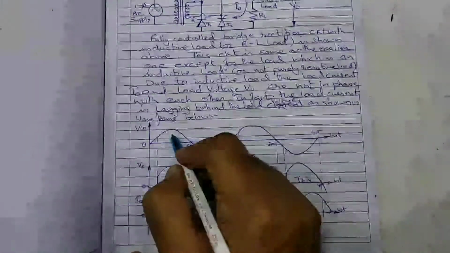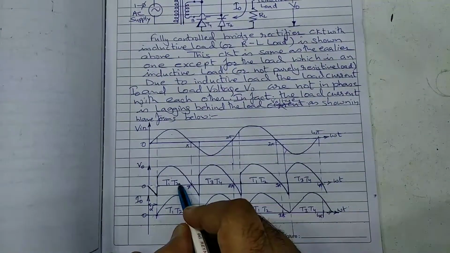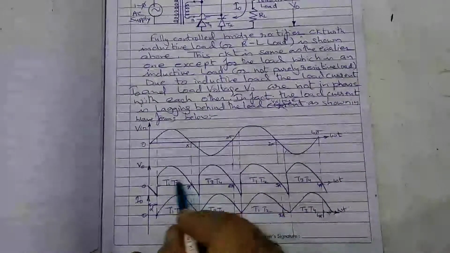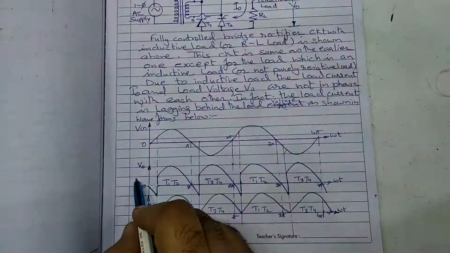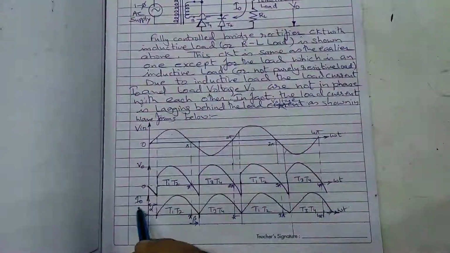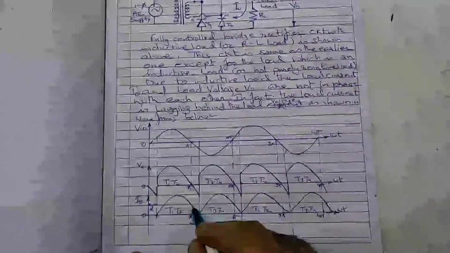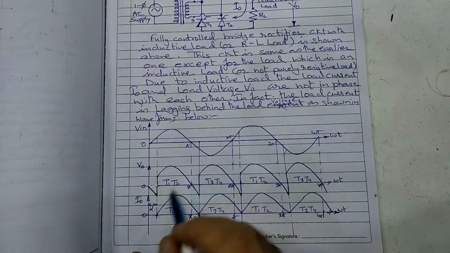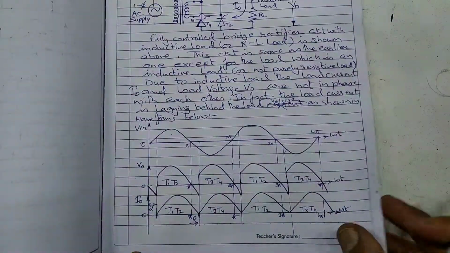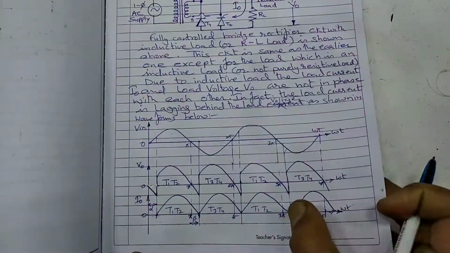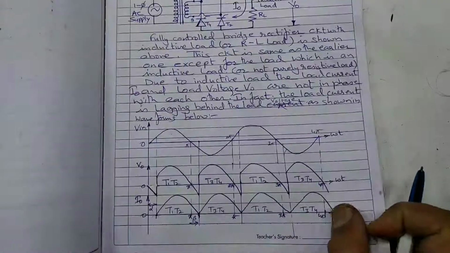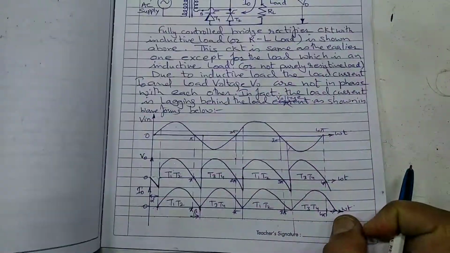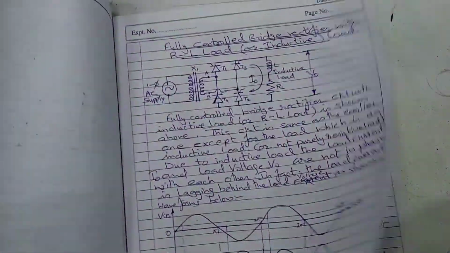In the first half, T1 and T2 are conducting. Due to the conduction of T1 and T2, we get load voltage and load current. But the load current is lagging behind the load voltage. They are not in phase with each other for inductive load. So this is the main concept of the fully controlled bridge rectifier circuit with RL or inductive load.